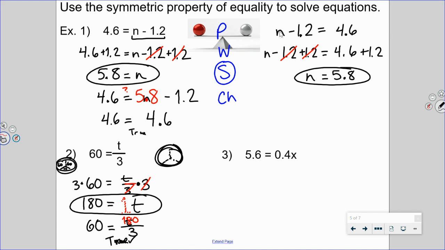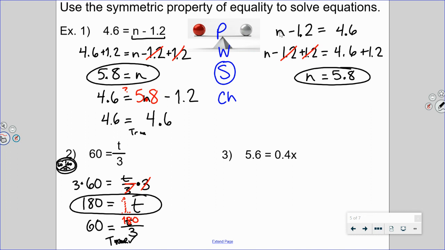So again, just a reminder, if you had done the same thing by switching it over, you still have a third of t, you still would have multiplied by 3, you still would have had 3/3 as a whole t, and you still would have had 180. Totally up to you whether you flip it around or not.